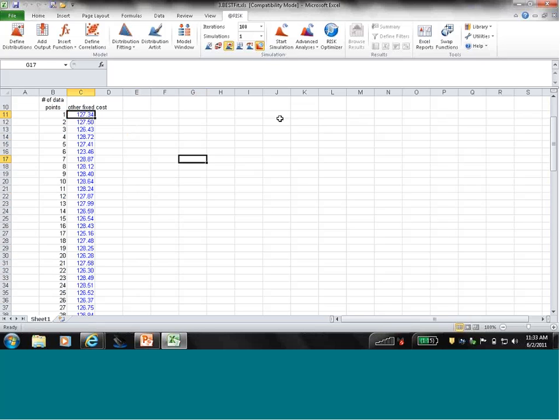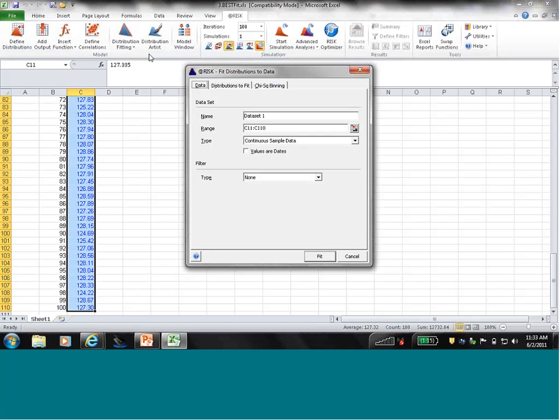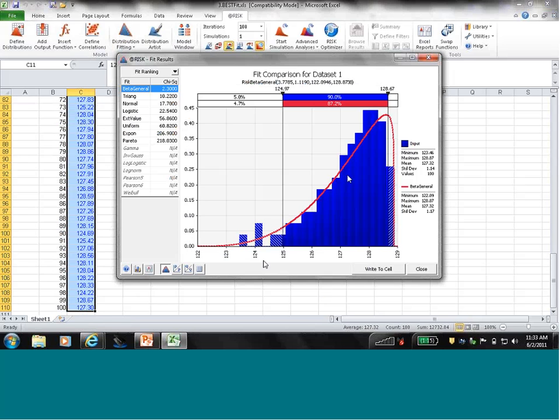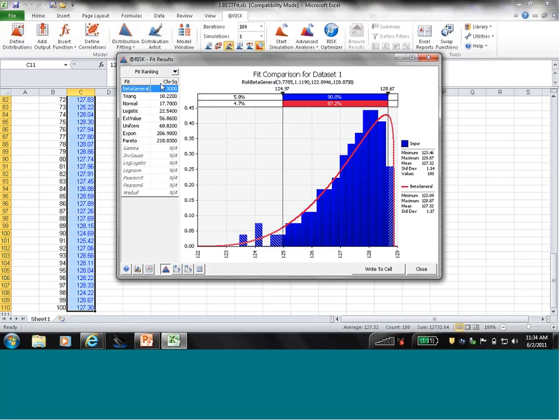And all we have to do to fit a distribution to this data is highlight it, go to Distribution Fitting, fit a distribution to data, and now we've run 3 different fit tests to see what distribution we can recommend for you. So we have the chi-squared, the Anderson-Darling, and one that I barely can pronounce, so I just call it the KS test. I'm sure some of you professors out there can say that quite well. So let's look at chi-squared. In this circumstance, the fit test is recommending the beta general distribution.